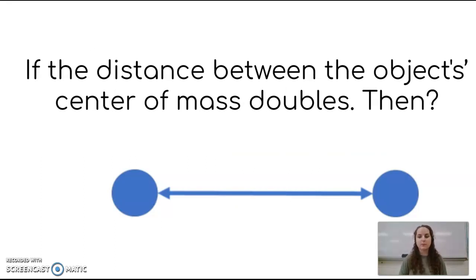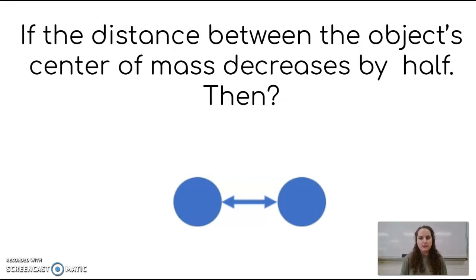If the distance between the objects' centers of mass doubles, so if we're increasing the distance that we feel, we're going to have a decrease in the force, and the force is going to be divided by 4. So if you work this out, you're going to get 1/4 of the force that you would originally have. If the distance between the objects' centers of mass decreases by half, then our force is going to be multiplied by 4.